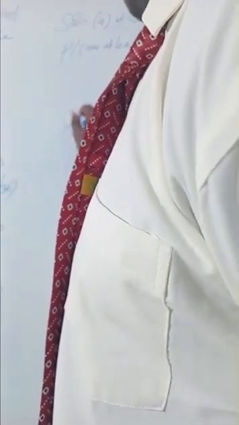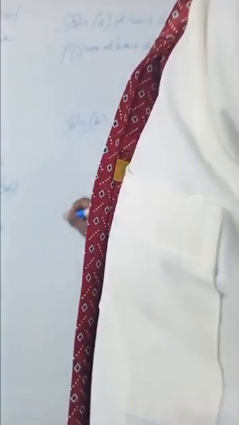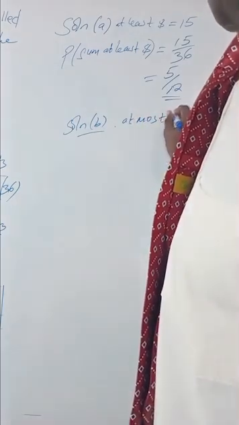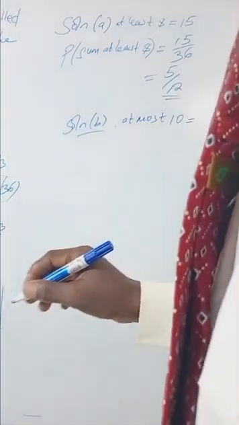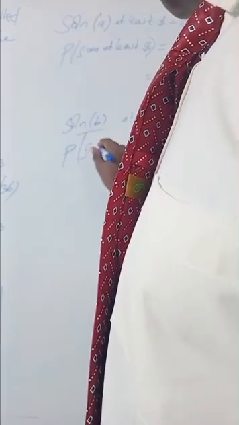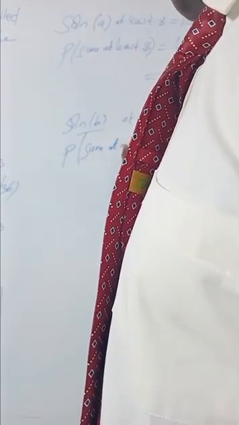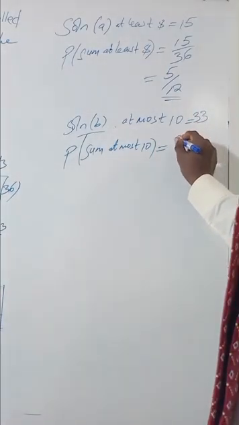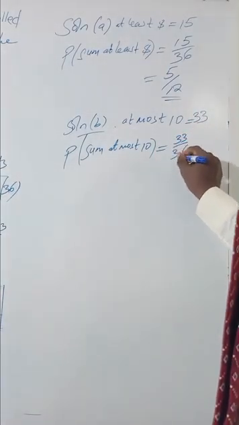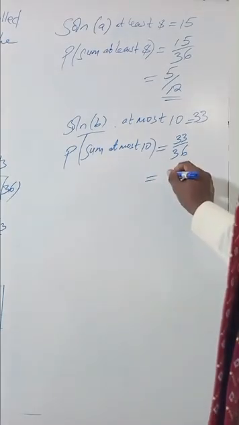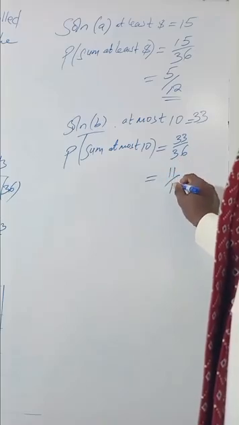Then solution B for part B, what does it say? At most 10. At most 10, there are 33 events. So the probability of getting a sum at most 10 equals the number of events, which is 33, divided by 36, which is your sample space. Divide by 3, this is 11 over 12.